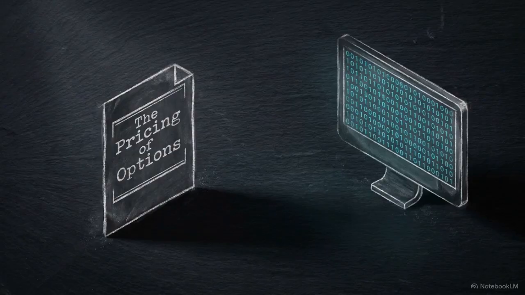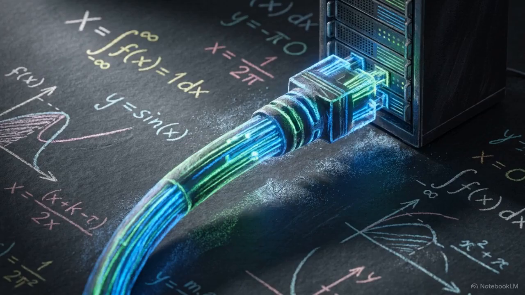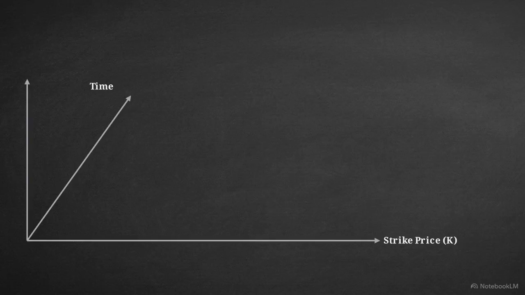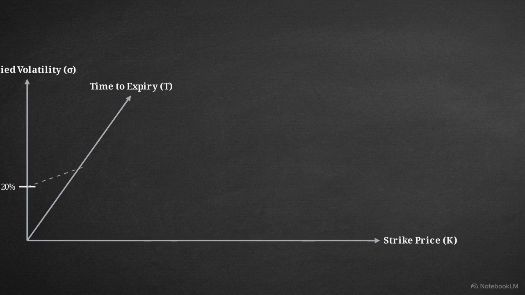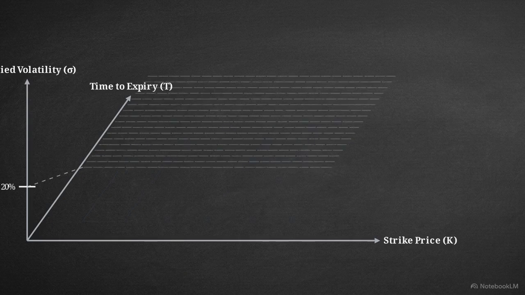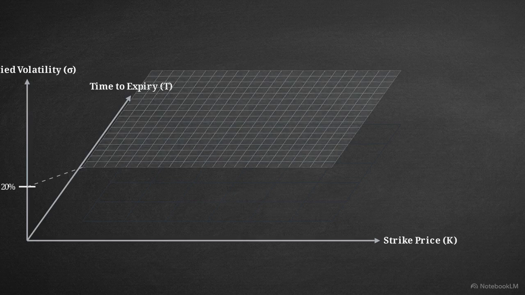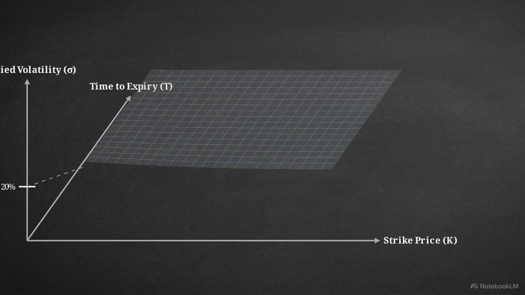This numerical inversion transforms an academic paper into a live diagnostic tool, actively extracting the market's true expectation of future variance millions of times a second. This 3D graph plots strike price, time to expiry, and implied volatility. If the original Black-Scholes assumption of constant volatility were true, the market would look exactly like this, a perfectly flat, uniform plane across all strikes and maturities.